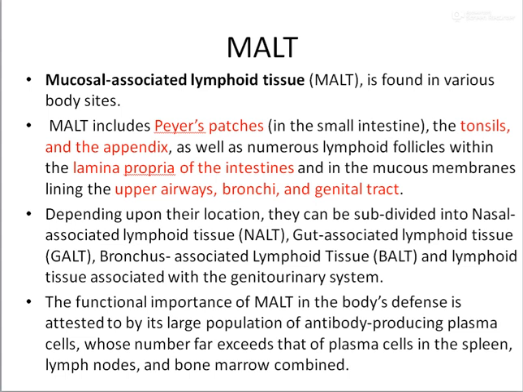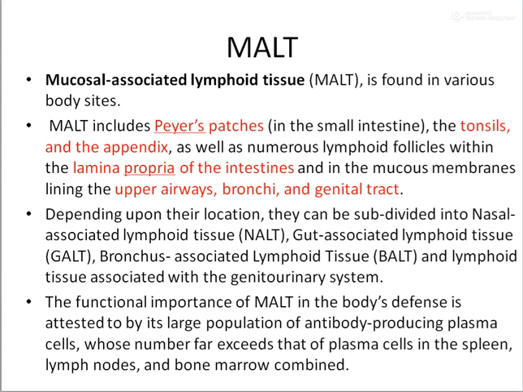Based upon where they are located, MALT can be named by different names. When it is associated with your nose or the nasal tract, it is called the nasal associated lymphoid tissue. When it is associated with your gut, it is called the gut associated lymphoid tissue. If it is associated with your bronchi, you call it the bronchus associated lymphoid tissue. And sometimes it will be associated with the genitourinary tract also.